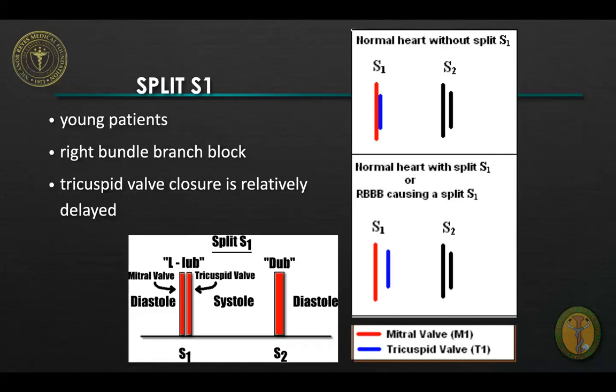You may also appreciate split S1, although not common. This can be seen in young patients, those with right bundle branch block, where tricuspid valve closure is relatively delayed. Please look at the figures.